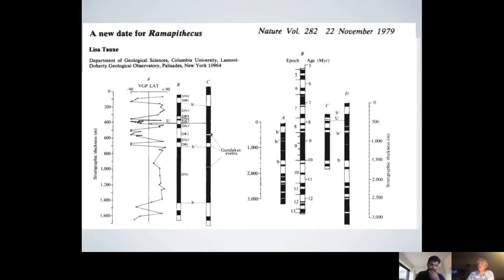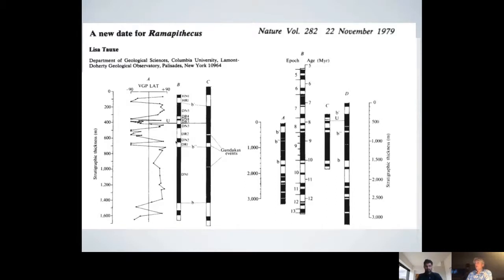And then I sampled a parallel section to it at a much higher resolution, and found not just these. I never did discover this reversed interval, but instead of these, I found much more reverse. And so the conclusion was that this magnetostratigraphy had been entirely misinterpreted because it was so undersampled.